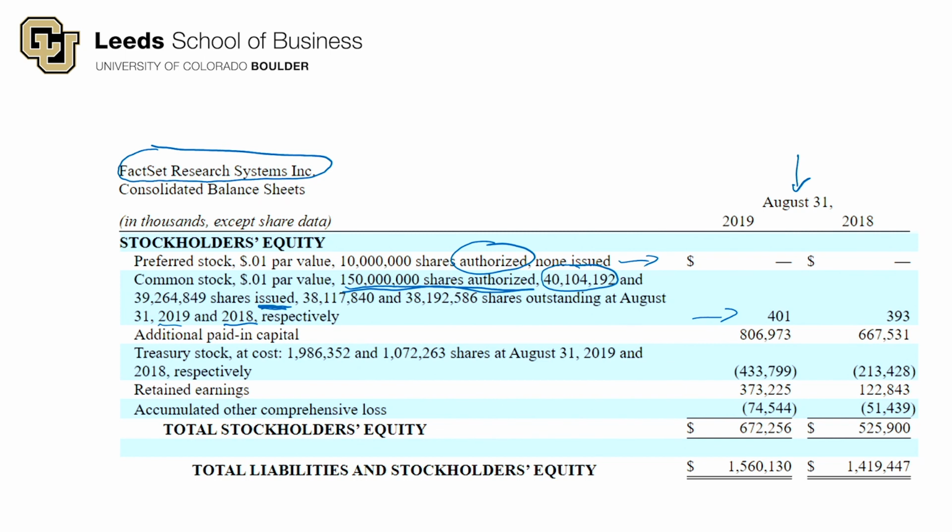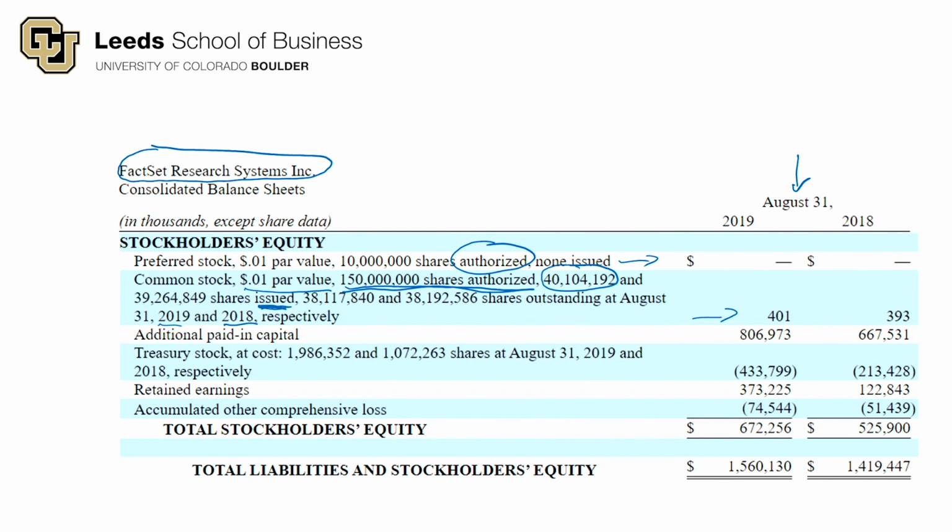So how is this common stock account determined for accounting purposes? You take the number of shares issued, 40.1 million, and you multiply by the par value of shares, 1 penny. So if you multiply 1 penny by 40 million, this is what you get, 401,000, okay? And so that is just the amount that is credited to common stock.